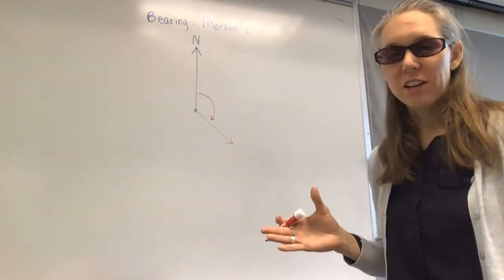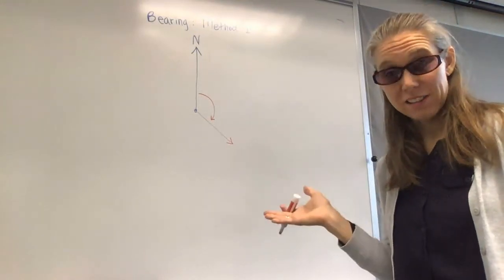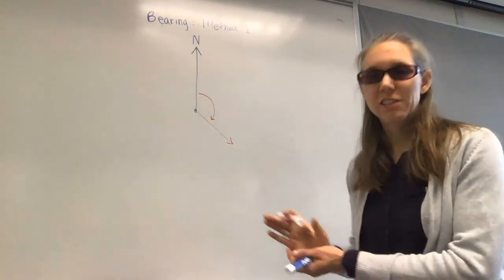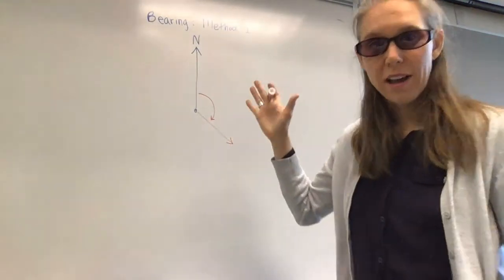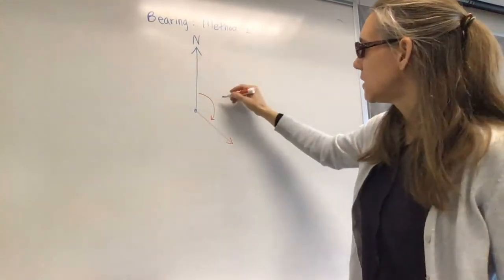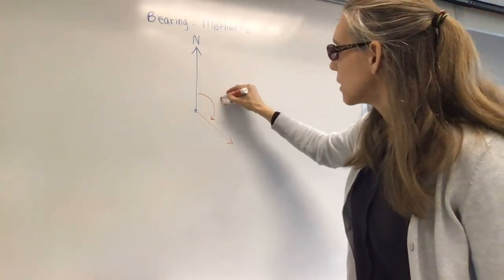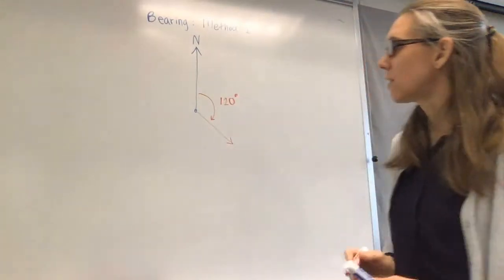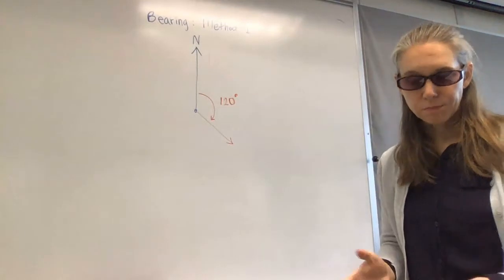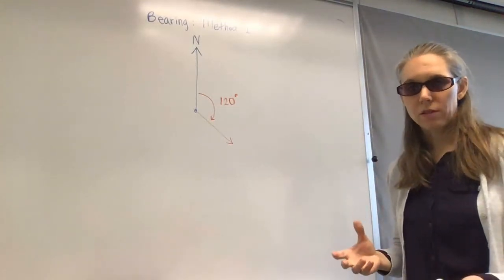Normally when we're graphing angles in trig, we start on the x-axis and we go counterclockwise, but in bearing you actually start at the north, which would be the y-axis basically, and then you go clockwise. And so let's say this is a 120 degree angle right here, then we would say that the bearing of this ship is 120 degrees. So that is one way of doing bearing.